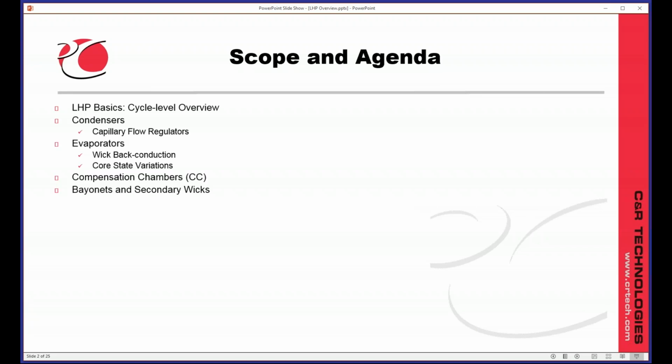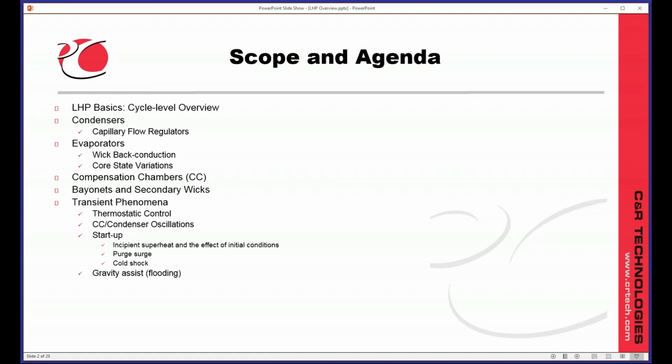So we're going to talk about all the different components of an LHP, starting with the simplest one, the condenser, and then getting into evaporators, condensation chambers, bayonets, secondary wicks, and so forth. Then we're going to talk about the transient phenomena that can go on here with things like thermostatic control and oscillations and startup and flooding during gravity assist operation. And then wrap up with some talk about what happens when you have multiple LHPs in parallel.